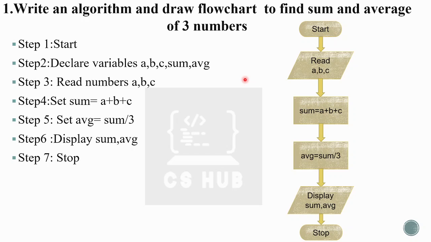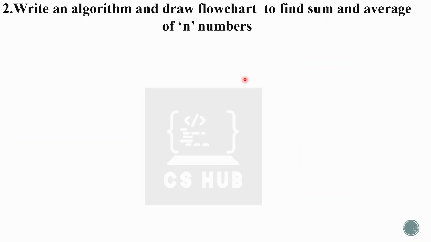Okay. Let's move on to the next question. Write an algorithm and draw flowchart to find sum and average of n numbers. Here the difference, in our previous question we have discussed sum and average of three numbers, just three numbers. But here we need to take an input from the user. How many numbers we need to add?